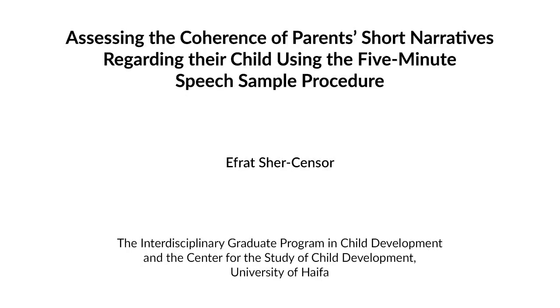This method evaluates the coherence of parents' brief narratives regarding their children. Coherence is indicative of the quality of parent-child relationship and child adjustment. FMSS coherence can be applied in the context of other close relationships, such as marital relationships, teacher-student relationships, and more. The main advantage of this method is that it is time-effective and cost-effective compared to other interviews with parents.